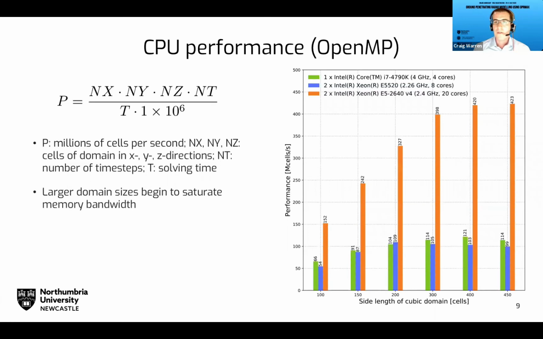If we have a look at a slightly different performance metric, this P is a measure of the number of millions of cells per second that we can compute. P is based on the dimensions of your model in X, N, Y, and Z, the number of time steps NT, and the total solving time for your simulation T.